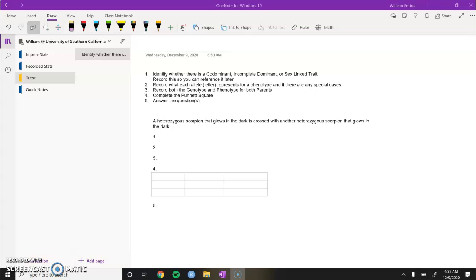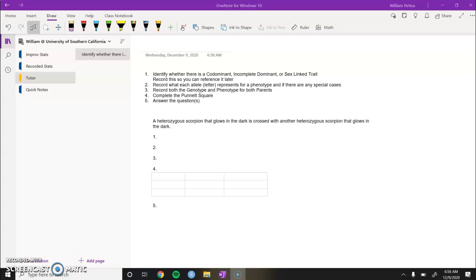Alright guys, so we are going to look at our Punnett square from the example that we had. And our question is, a heterozygous scorpion that glows in the dark is crossed with another heterozygous scorpion that glows in the dark. So our first step is to find whether there is a codominant trait, which means we have two phenotypes showing up at the same time, whether there is an incomplete dominant, whether there is some sort of blending of phenotypes, or whether there is a sex-linked trait.